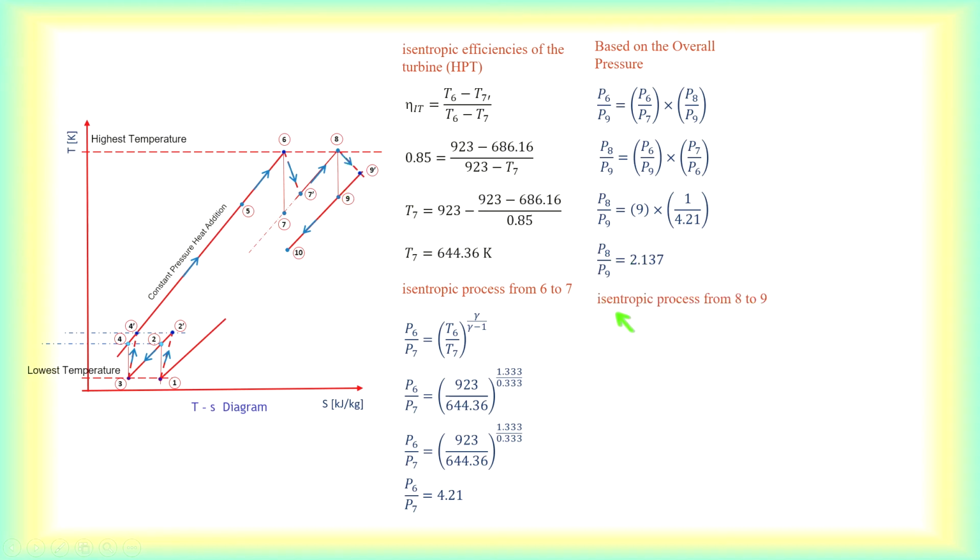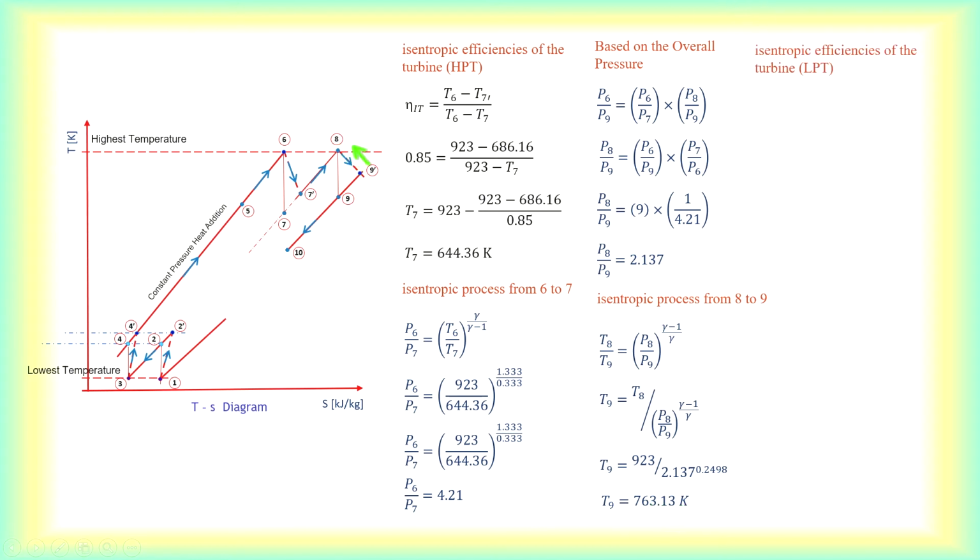Okay, then the next thing is the isentropic process from state point 8 to 9. Since we know the pressure ratio already, everything becomes easy. That is to find out the temperature T9 first. So the pressure ratio is 2.137. Gamma, remember, is 1.333 minus 1, so you have 0.333 over 1.333. So that will give you 0.2498. So you get a temperature T9 of 763.13 K.